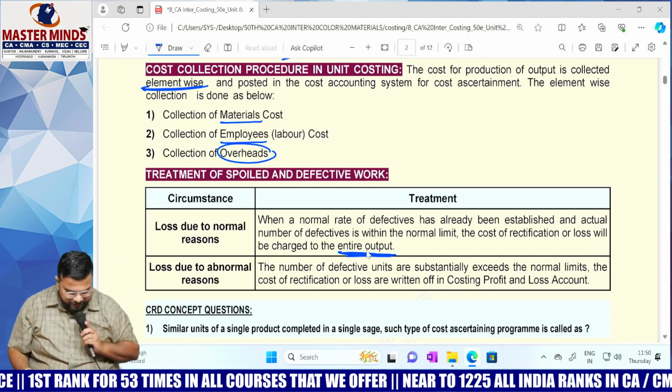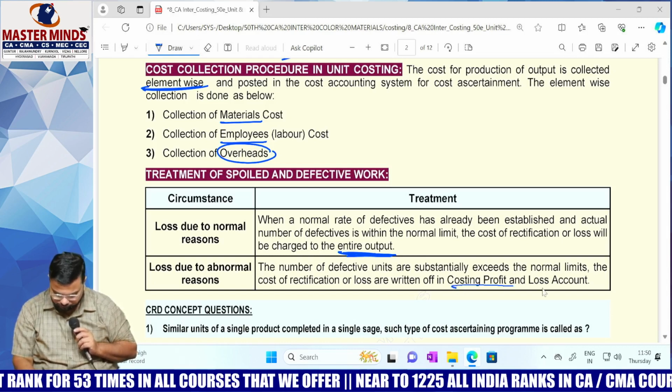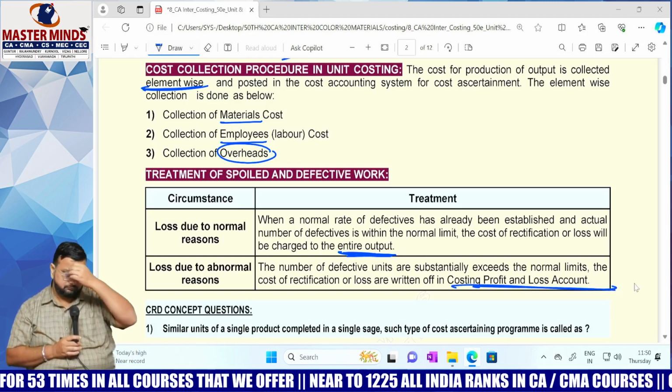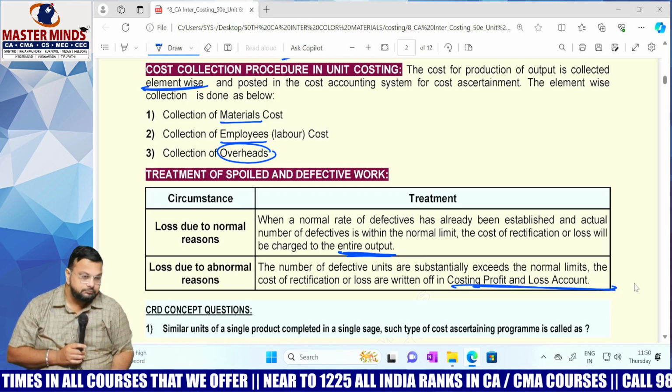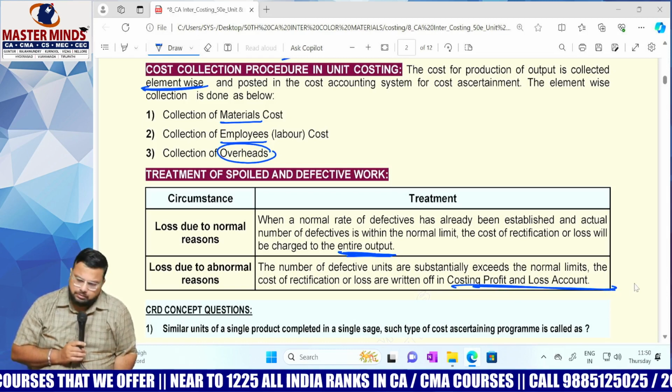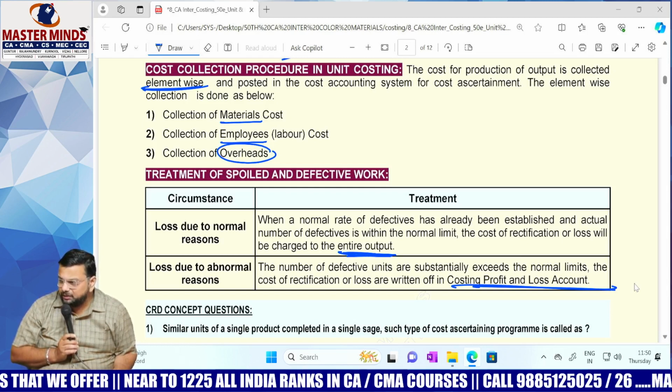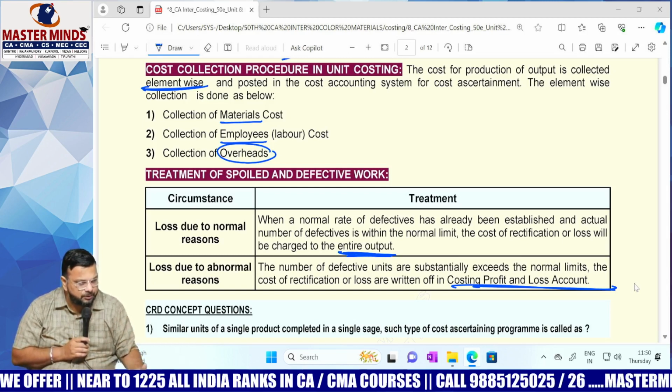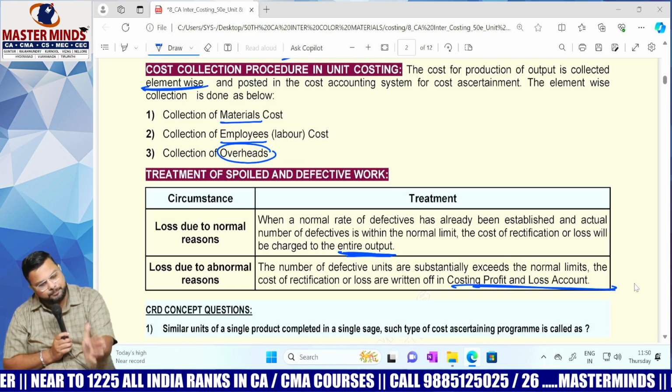Next, Nana, abnormal reasons. Loss due to abnormal reasons: the number of defective units substantially exceeds the normal limits. The cost of rectification or loss is written off to the costing P&L. When it is abnormal, it will be charged to the costing P&L account. My question is: when will a loss be called a normal loss, and when will a loss be called an abnormal loss?